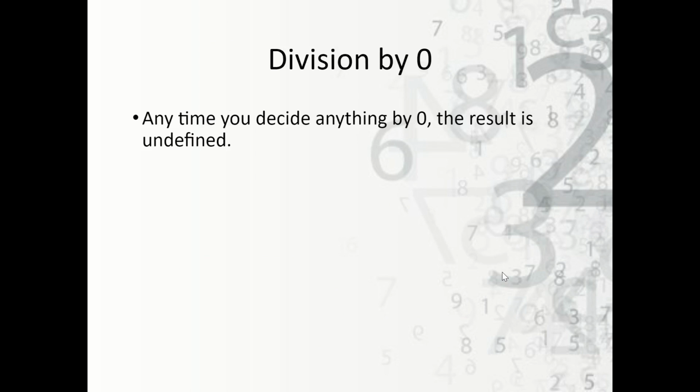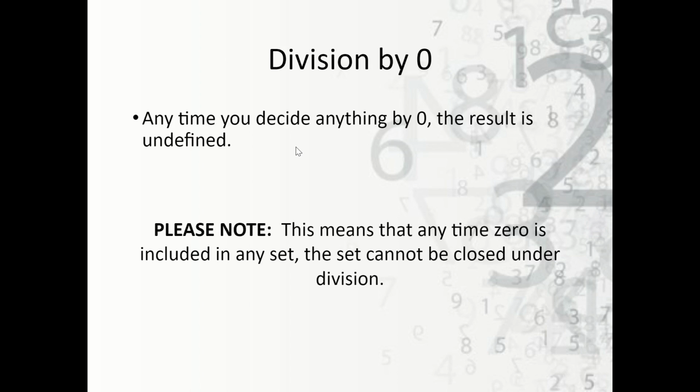Now, whenever we are checking closure by 0, a set is never closed as long as the set includes 0. It's because if I divide anything by 0, the result is undefined. So therefore, anytime 0 is included in the set, it cannot be closed under division.